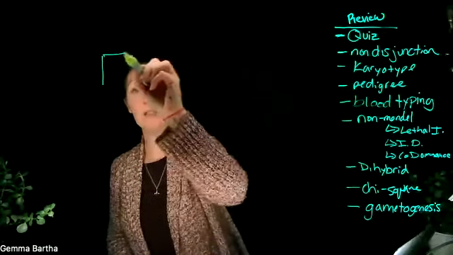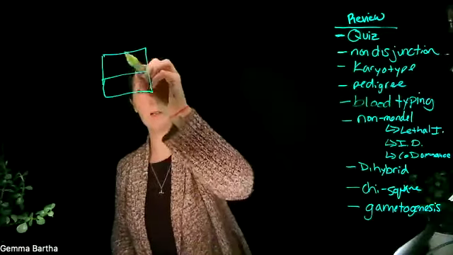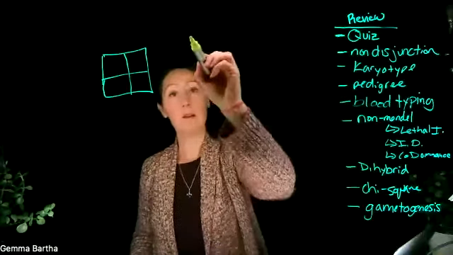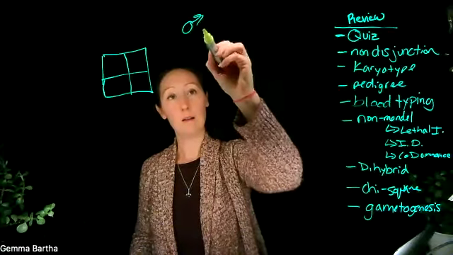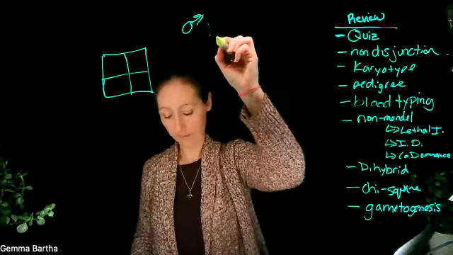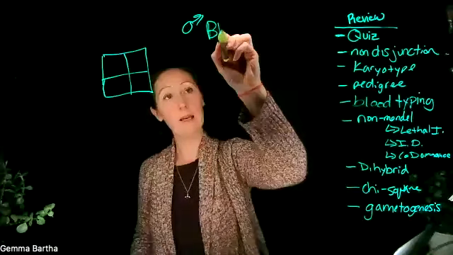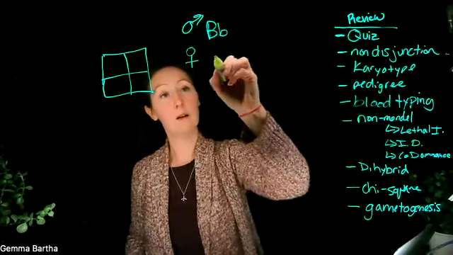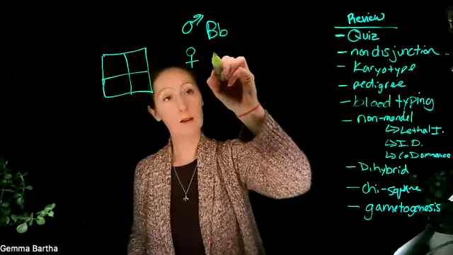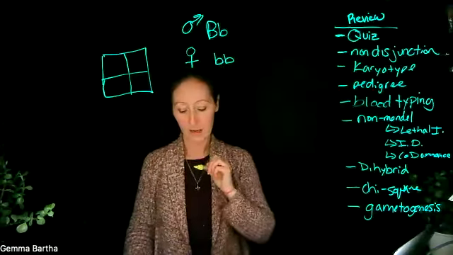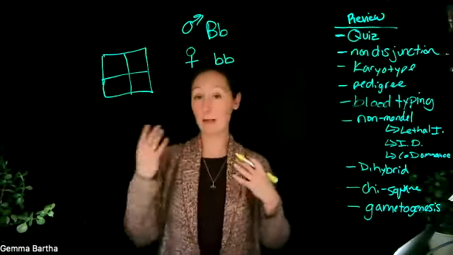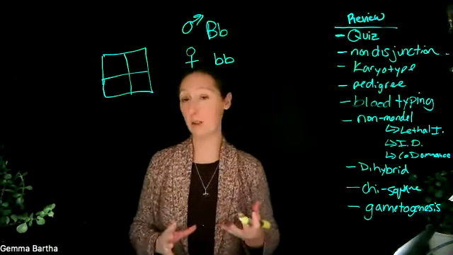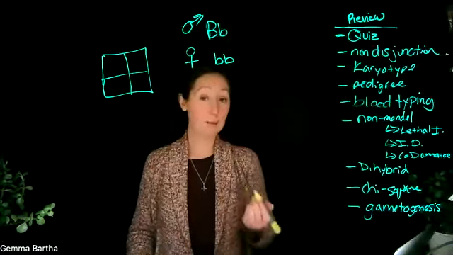So this one here was just a very simple monohybrid cross. You looked at the male dog. Our male dog was big B, little b. And the mama dog was little b, little b. We wanted to know, if you had a black dog and a brown dog, what would be the probability of the offspring being black?